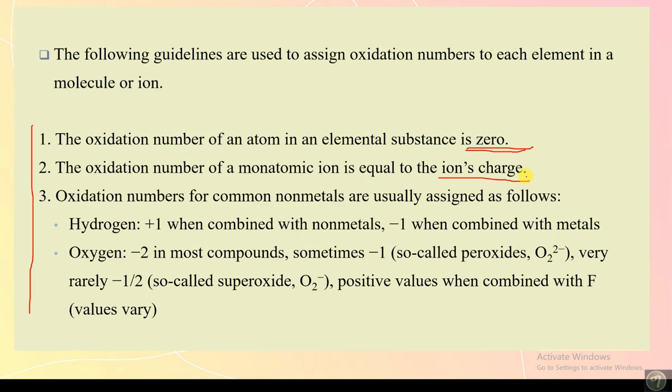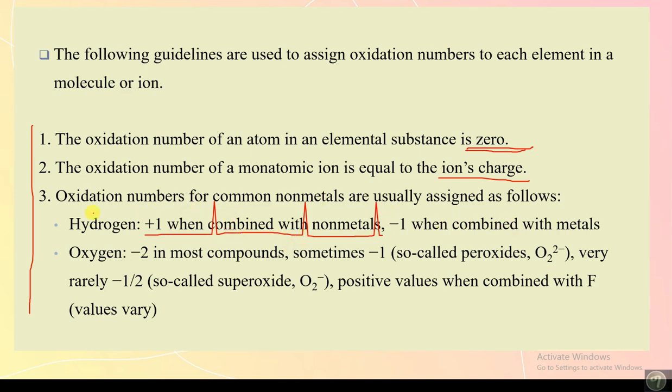The second rule: the oxidation number of a monoatomic ion is equal to the ion's charge. If the charge is written, sodium plus 1 is plus 1, magnesium plus 2, aluminum plus 3. So that is the oxidation state, equal to the charge. The third is, oxidation numbers of the common metals are usually assigned as follows.